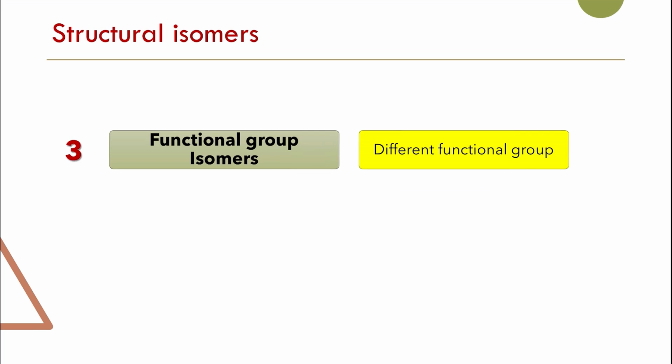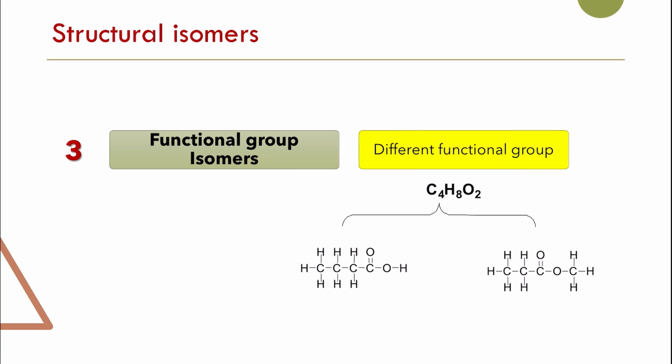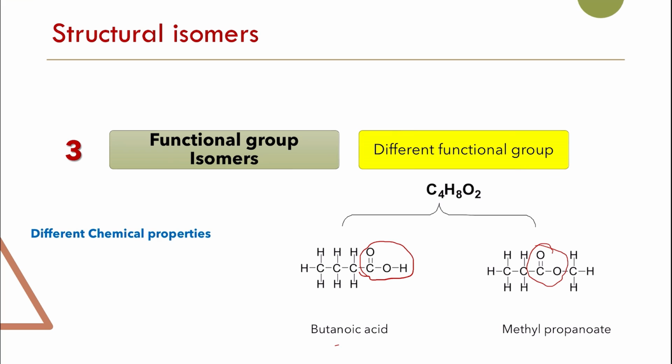The third type of isomer is the functional group isomer, where in this case the different compounds have the same molecular formula but different functional groups. For example, C4H8O2, we could have the first one, which is butanoic acid. The functional group here is carboxylic acid, or we can have methyl propanoate, which has the ester functional group. So these two will have different chemical properties now because they have different functional groups. However, they also still have different physical properties because they are completely different compounds.